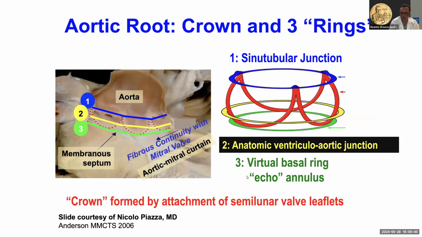We have to see the aortic root as a crown and three rings. The blue line, or the top ring, is what we call the sinotubular junction, and it is the junction of the interleaflet triangles to the aorta. We have the anatomic ventricular aortic junction, which is the yellow one, and it is the anatomic boundary that we use when sewing in a valve, or surgical valves. And number three, the green one, is the virtual basal ring, which is the annulus that echocardiographers and CT scans use, and is more relevant in the TAVR world.